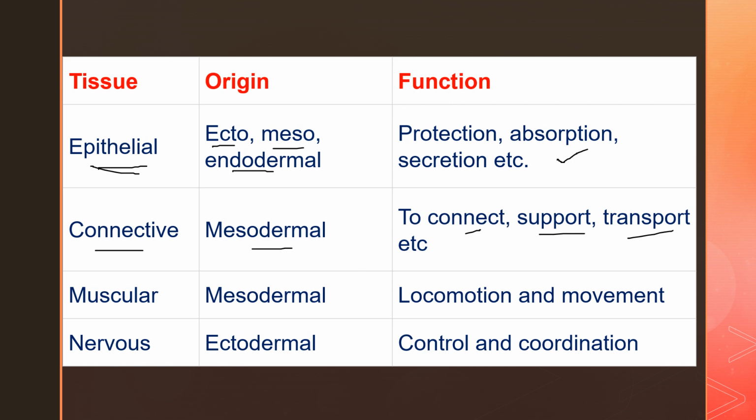Next is muscular tissue, which is also mesodermal in origin and is responsible for locomotion and movement. Coming to the fourth type, nervous tissue, it is ectodermal in origin and is responsible for control and coordination in the human body. Receiving the sensory impulse and giving a response to it is under the control of nervous tissue.